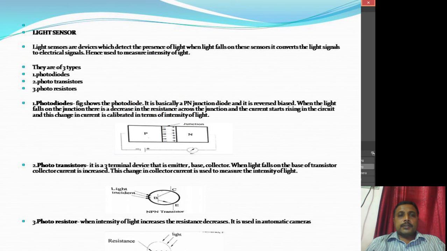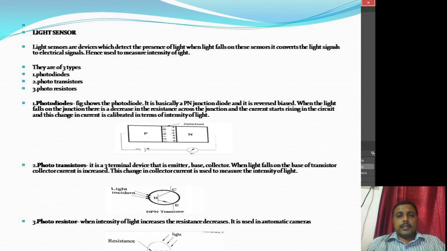Coming to the light sensors, these are devices which detect the presence of light when light falls on them. That is, they convert the light signals into electrical signals, which is used to measure the intensity of the light. So light sensors are used to measure the intensity of light. There are three types of light sensors, namely photodiodes, phototransistors and photoresistors. Let me move on to the first topic, that is photodiodes.